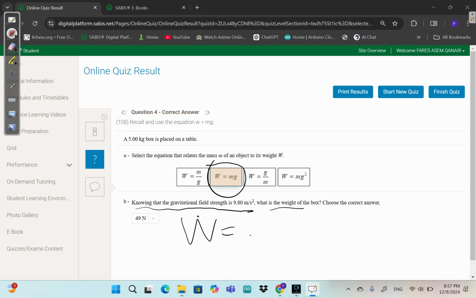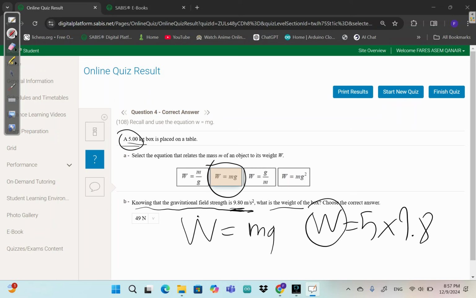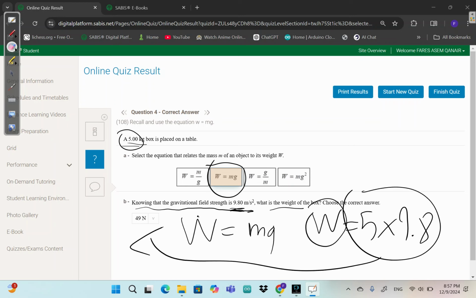So we're going to use our rule W equals mg. W, which is what we're trying to find, is equal to mass, which we know from the question is 5 kilograms. So 5 times gravity, which they told us is 9.8, so it's 5 times 9.8, which if we do in the calculator will give us 49, and that's our answer.